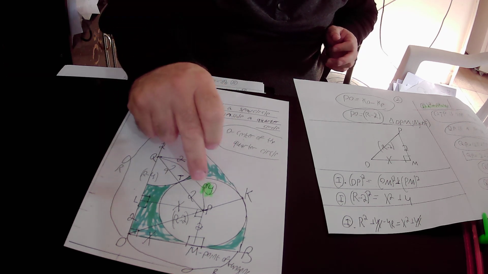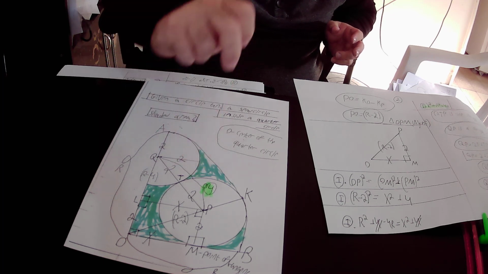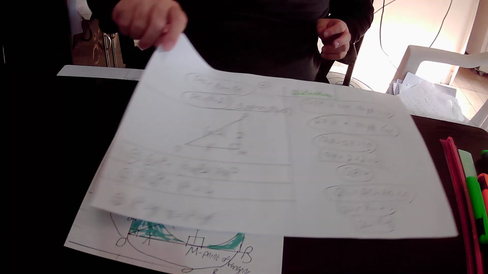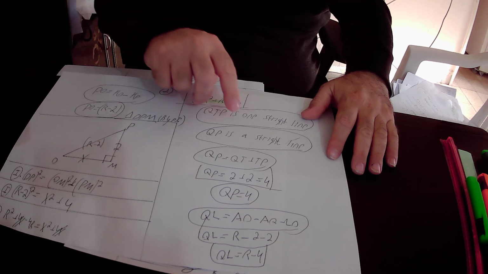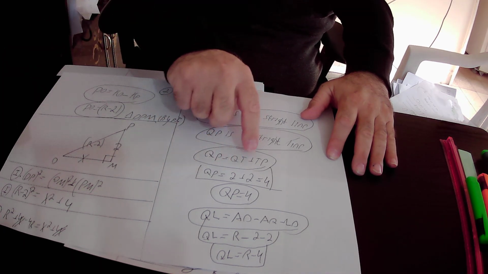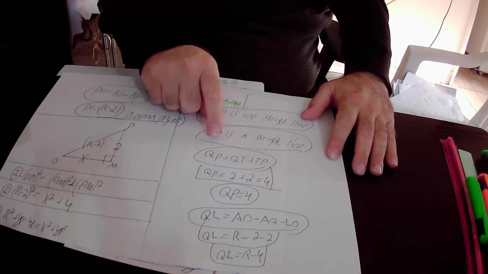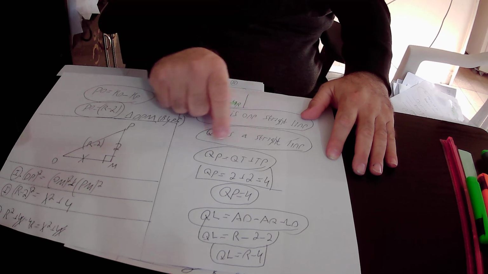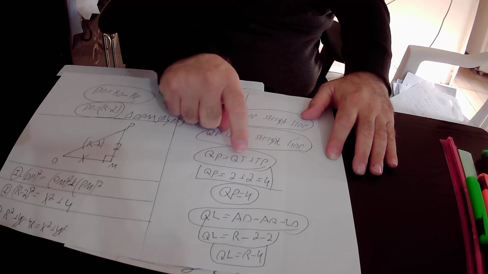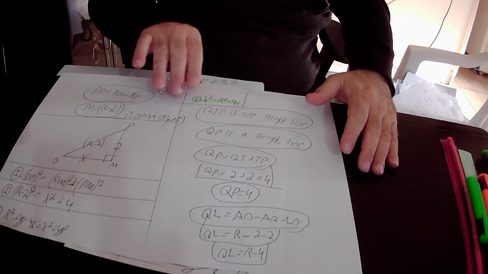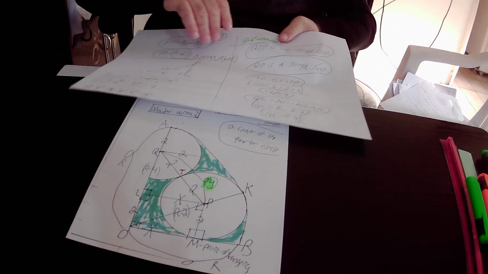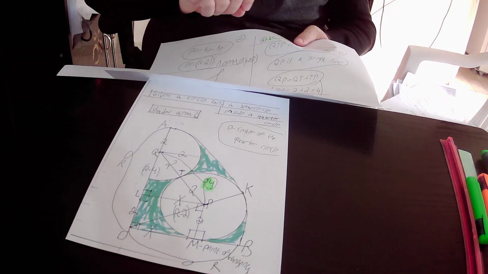Therefore, TP is the radius of this circle that is also equal to 2 units. So in conclusion, we found out that QT equals 2 and TP also equals 2. Therefore, QP, that is equal to QT plus TP, equals 2 plus 2, that is 4. So we found out that the straight line QP equals 4 units.